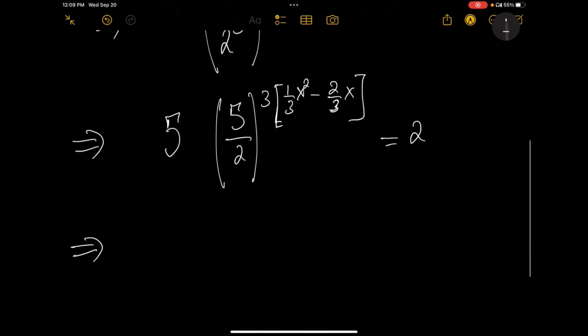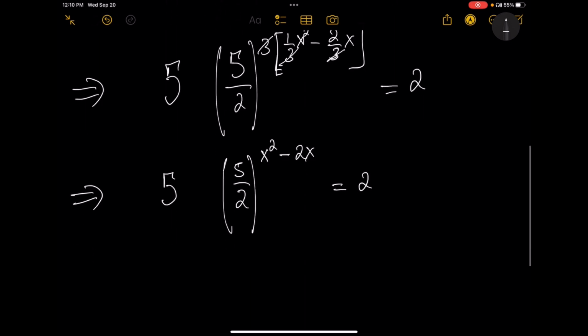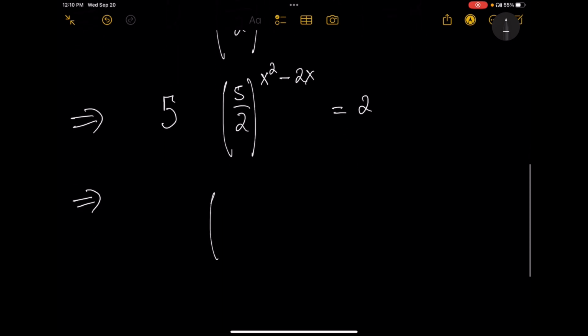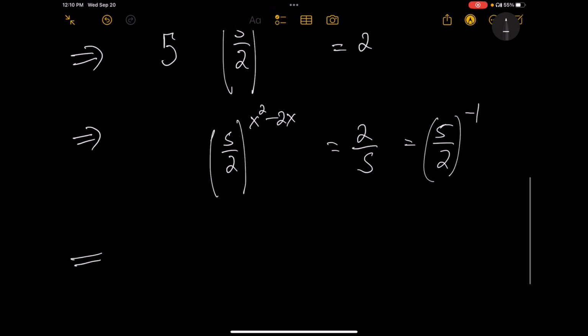Okay, this implies 5 times 5 over 2 to the power of 3, the 3s cancel, to the power of x squared minus 2x, is equals to 2. This implies 5 over 2 to the power of x squared minus 2x is equals to 2 over 5. But 2 over 5 means 5 over 2 to the power of negative 1. As both the left hand side and the right hand side have the same base but different exponents, we can write x squared minus 2x needs to equal negative 1.